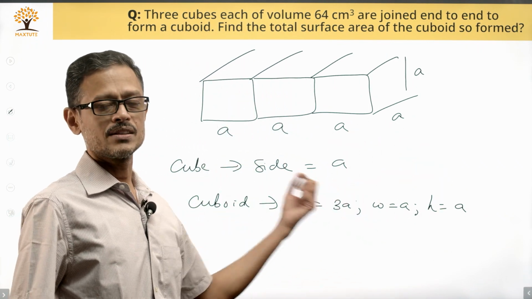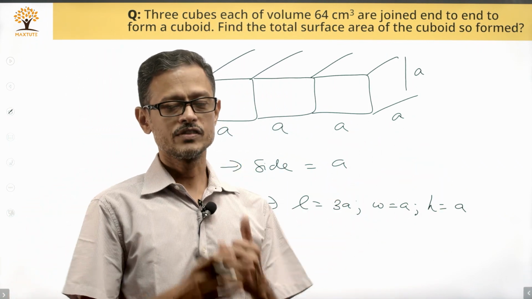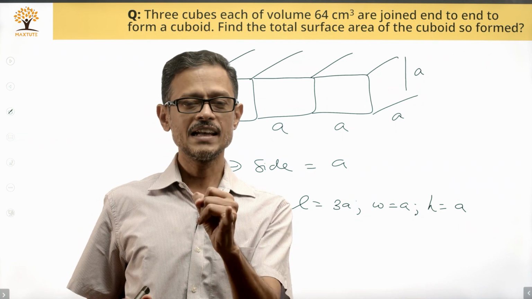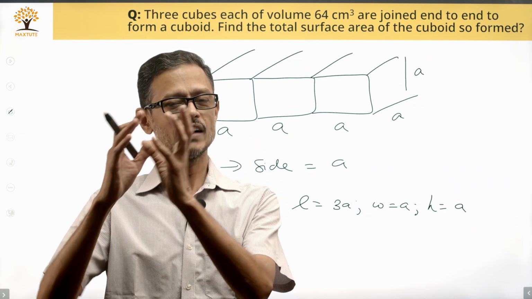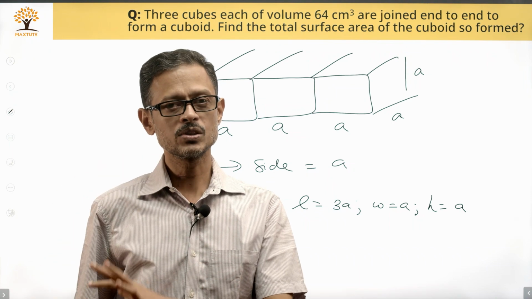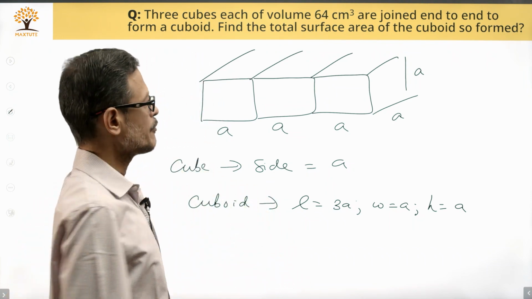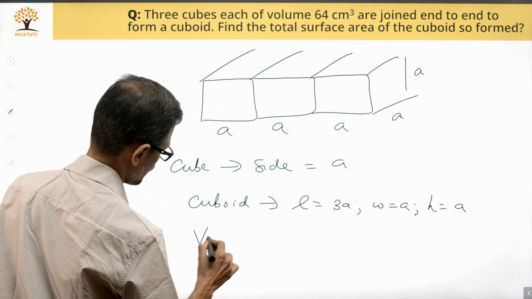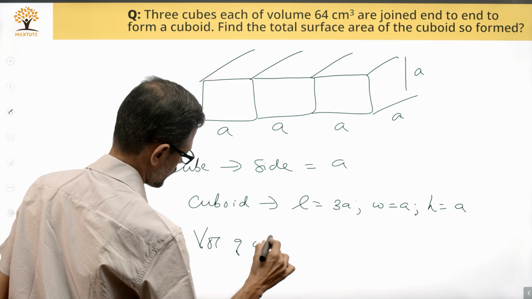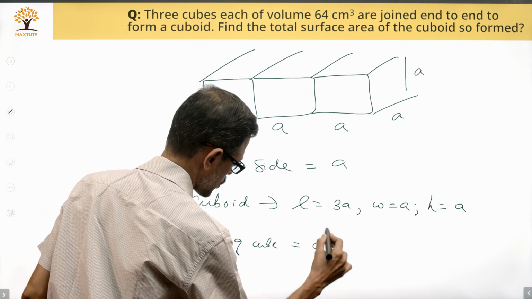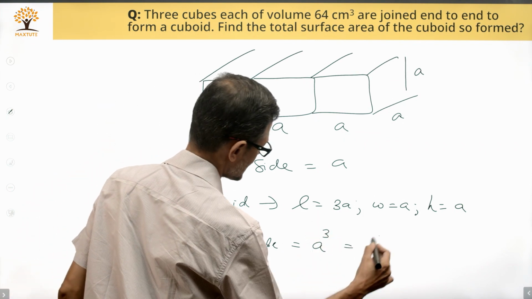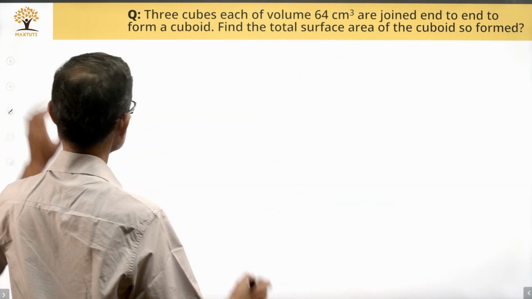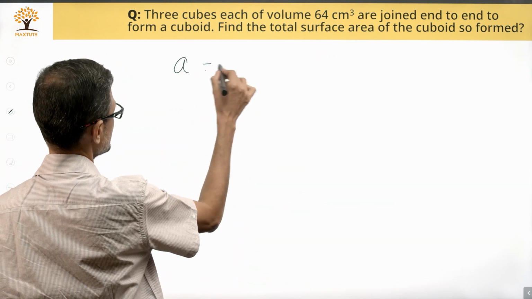We need to find the total surface area of this cuboid. For that, all we need is the value of A, and plugging it into the formula to compute the total surface area. For the cube, the volume of the cube is equal to A cubed if its side is A, and that is given to be equal to 64. If A cubed is equal to 64, then A is equal to 4.